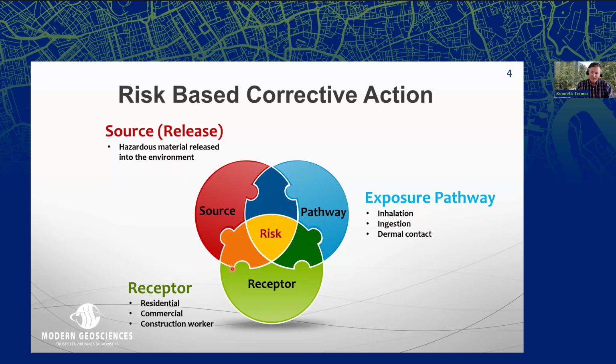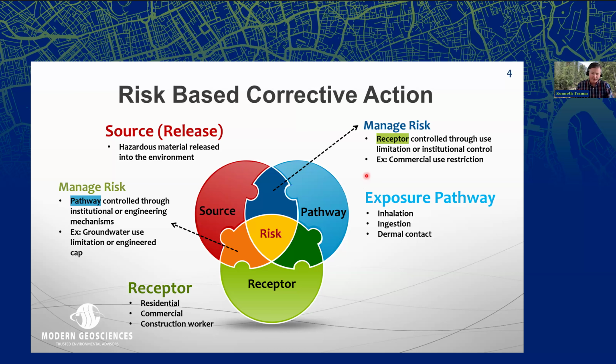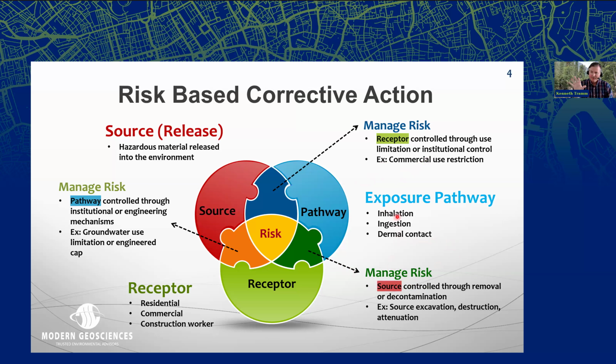Risk-based corrective action then recognizes these three principal players and looks at ways to mitigate or manage that risk. We can manage the pathway. We can manage the receptor, right? Putting limitations on what can be used at a piece of property, or we can actually address the source itself and decontaminate a property to reach some established goal. So we've gone through risk-based corrective action.